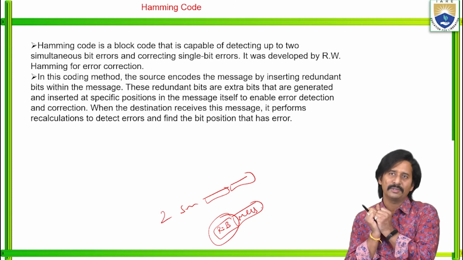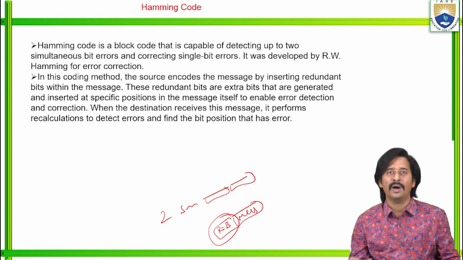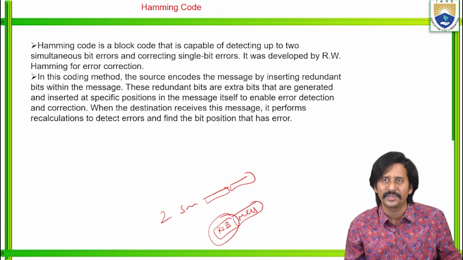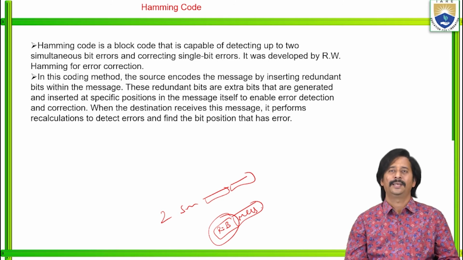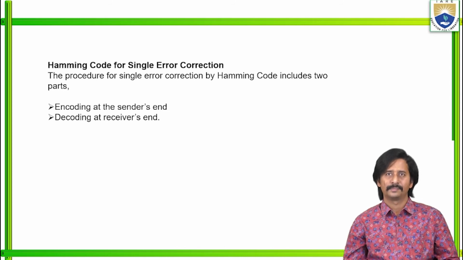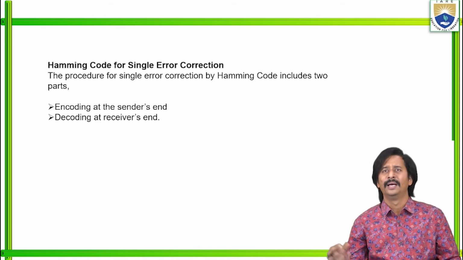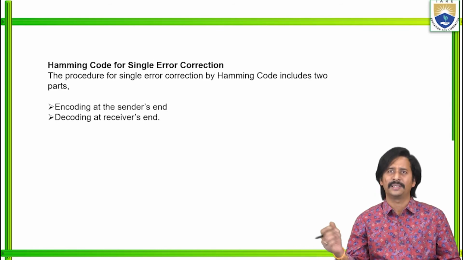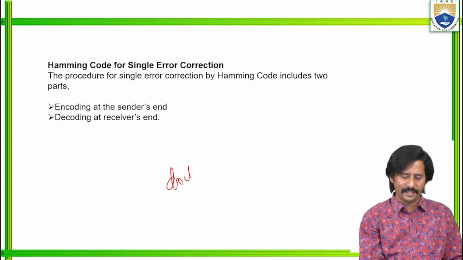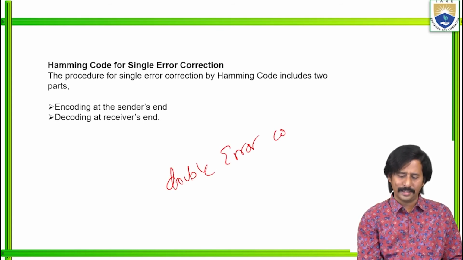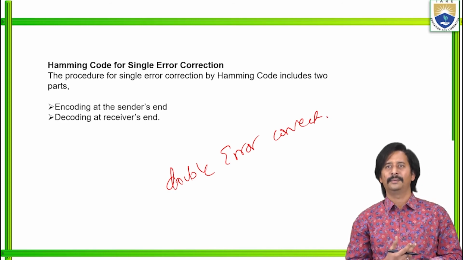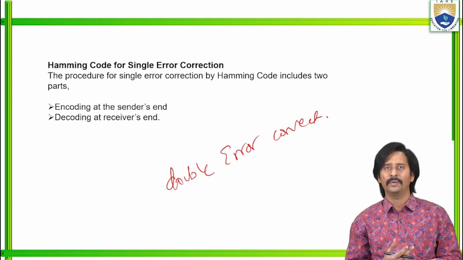Whenever the destination node receives that message, it performs recalculations to detect errors and find the bit position that has an error. So what is the purpose of this Hamming code? Hamming code may be either for single error correction or for double error correction, depending upon the application. The procedure for single error correction using this Hamming code includes 2 parts.